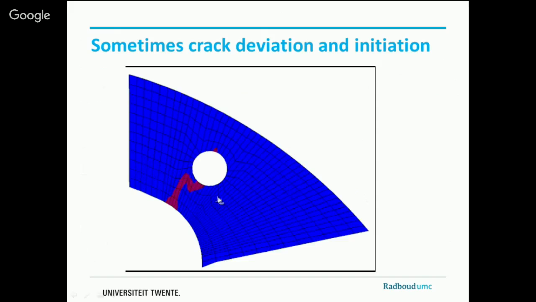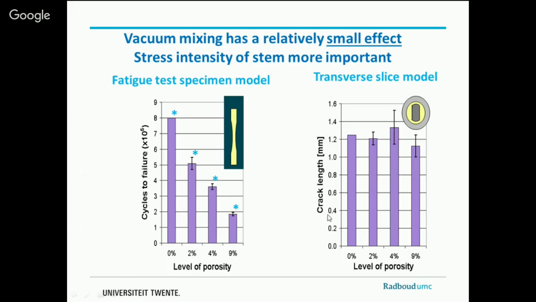This is just an animation of how the crack goes, because you can see at one stage it's also initiating from the pore, of course. So when we did a lot of simulations, it turns out that if you would go on and increase the porosity, it will have an effect. But I can now understand why the effect is so clear in a tensile specimen and not so clear around an implant, because vacuum mixing has a relatively small effect, and the stress intensity of the stem, of the corner, is much more important than the pores.